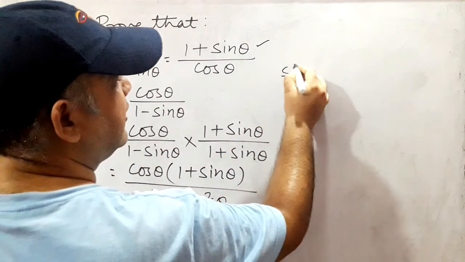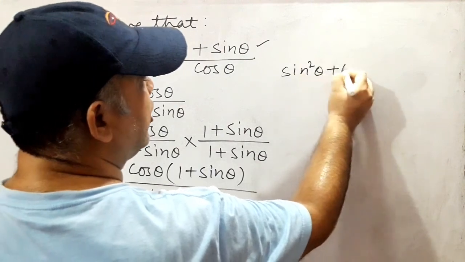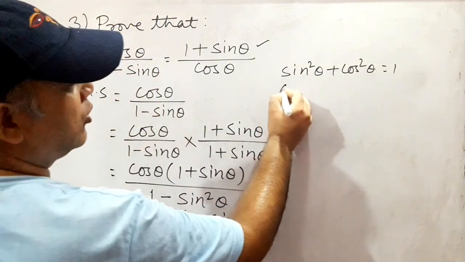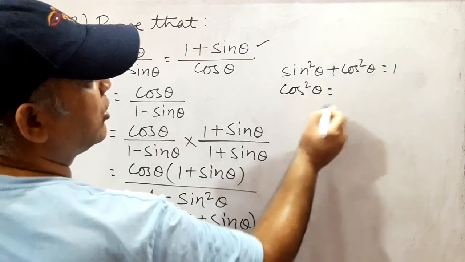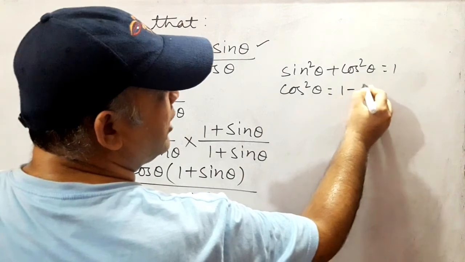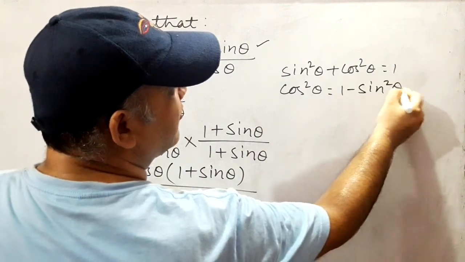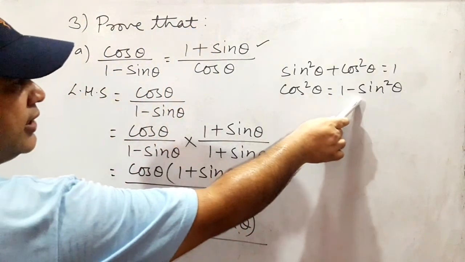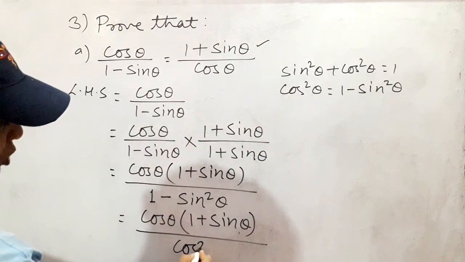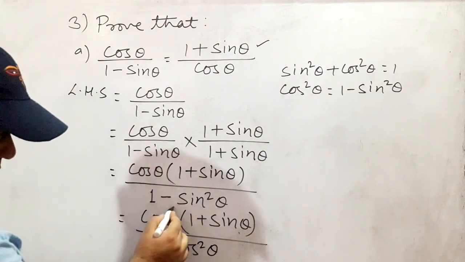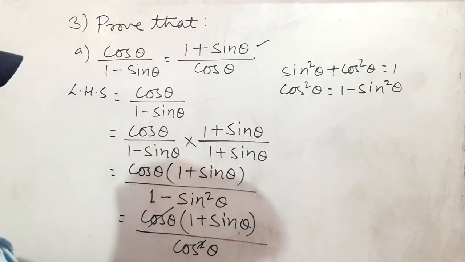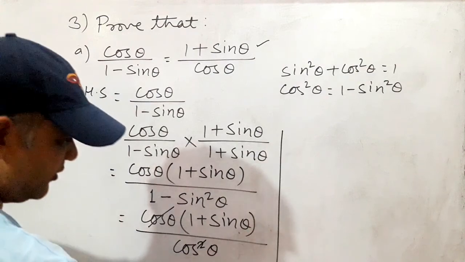As we know that sin square theta plus cos square theta equals 1, so cos square theta would be equal to, when sin square theta is transferred to the right hand side, 1 minus sin square theta. So 1 minus sin square theta can be written as cos square theta. So cos square theta in the numerator and cos theta in the denominator get cancelled.